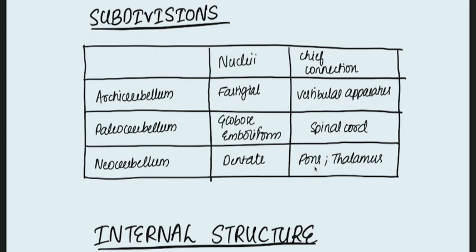For example, the archicerebellum is associated with the fastigial nuclei, and has chief communication with the vestibular apparatus. The paleocerebellum is associated with the globose as well as the emboliform nuclei, and it has chief communications with the spinal cord. The newer part of the cerebellum, the neocerebellum, is associated with the dentate nucleus and has chief communication with the pons as well as the thalamus.